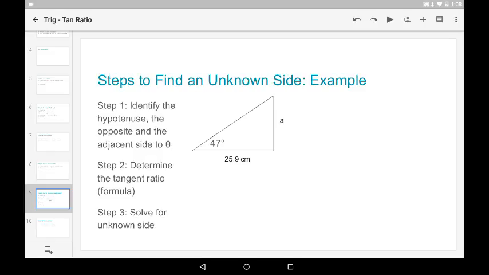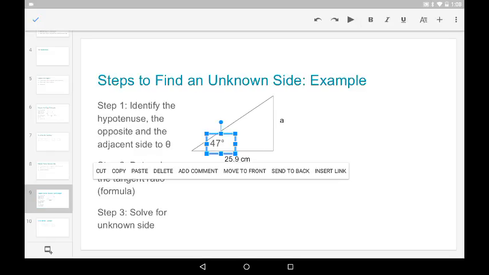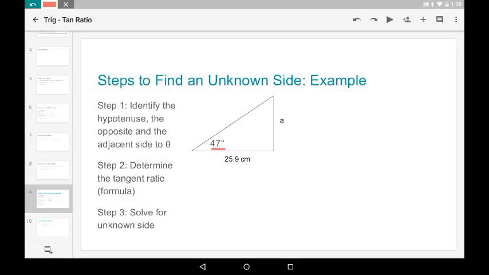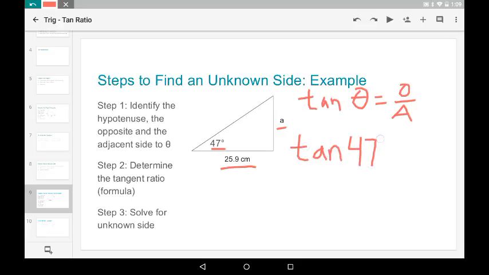So here's an example. We're given an angle, 47 degrees. We're given a side length, and we're looking for the length of side A. So step 1, just like before, we write tangent theta equals O over A. Start plugging in some numbers. This time we know theta is 47 degrees.